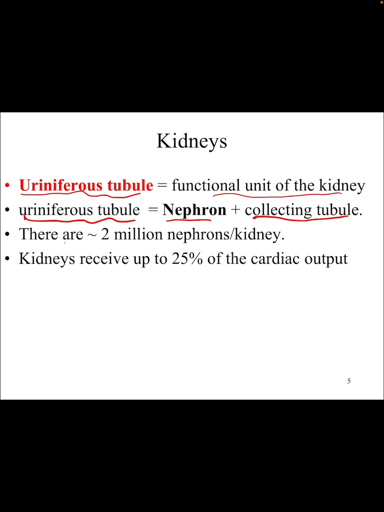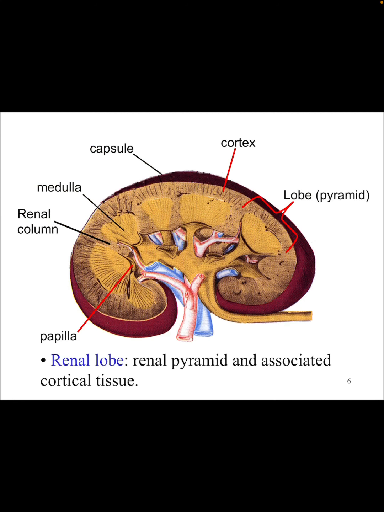In a human, each kidney contains around 2 million nephrons. In animals, it reaches the level of hundreds of thousands per kidney. As I said, the kidney receives 25% of the cardiac output. With every heartbeat, 25% of that output goes to the kidney, and 90% of that 25% goes to the cortex.